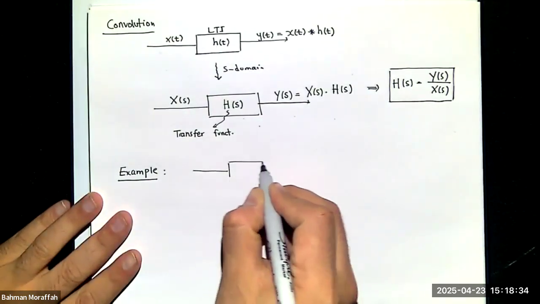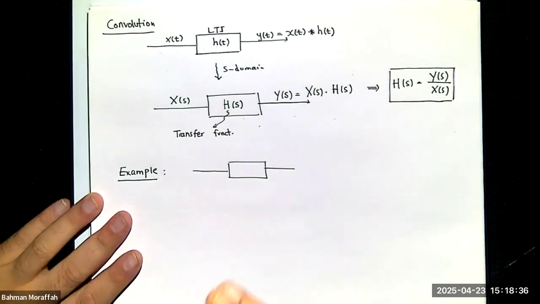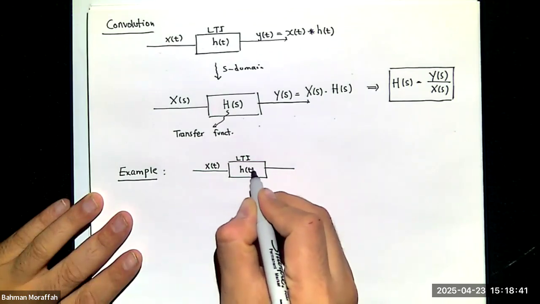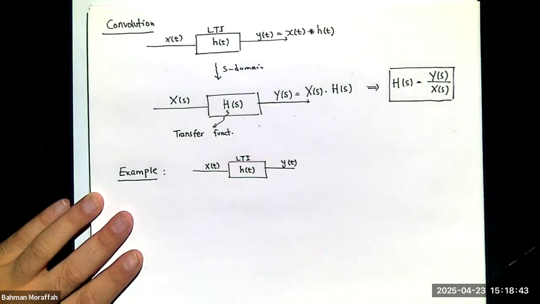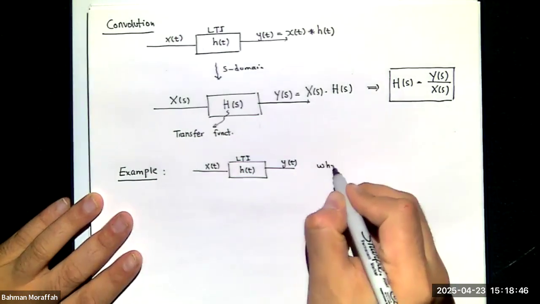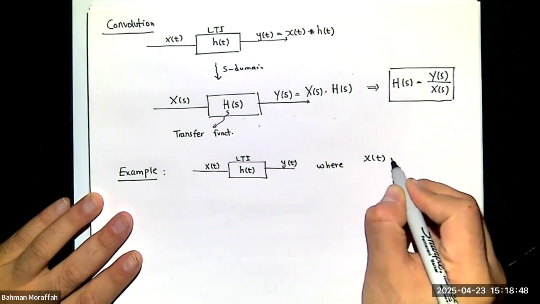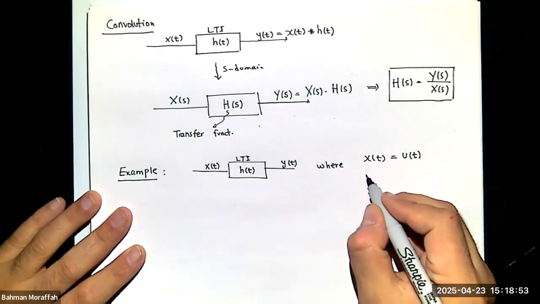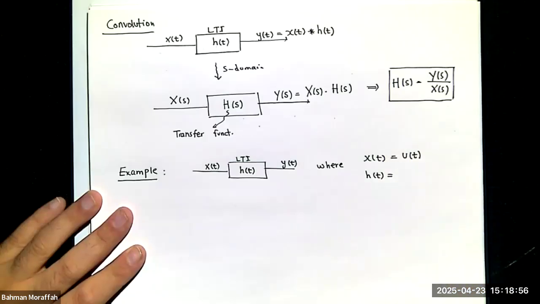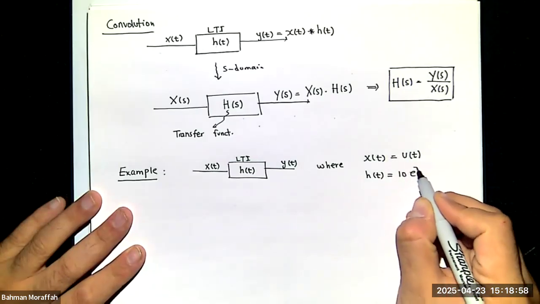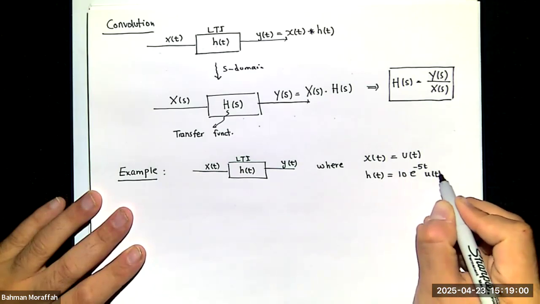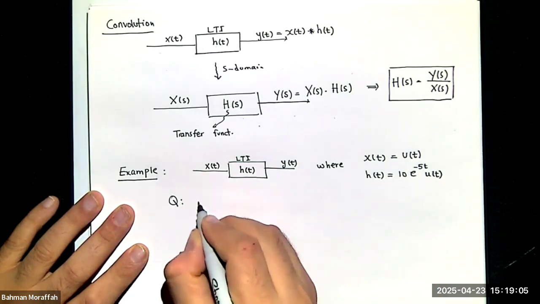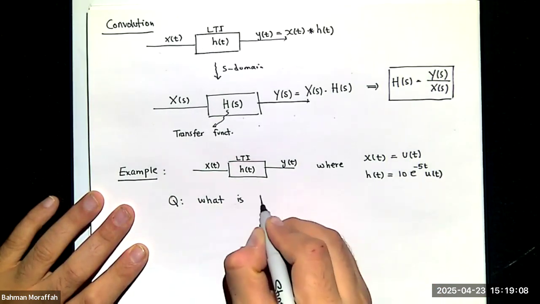Let's just say I have a system. I know it's an LTI system. I have input x of t, impulse response h of t, and the output y of t, where x of t is the unit step function u of t, h of t is 10 times e to the power of minus 5t u of t. Right? The question is, what is the output?